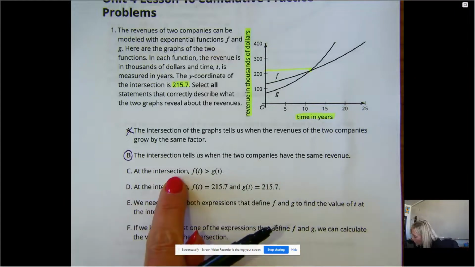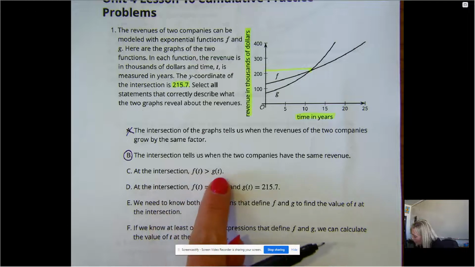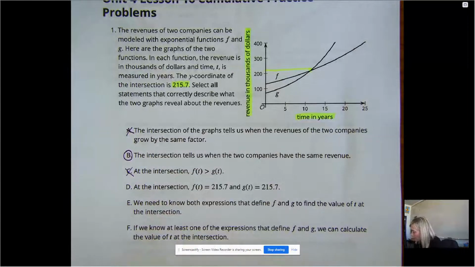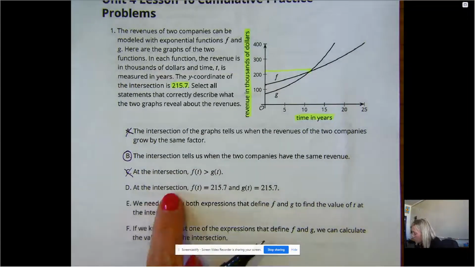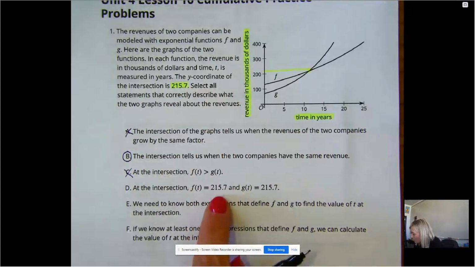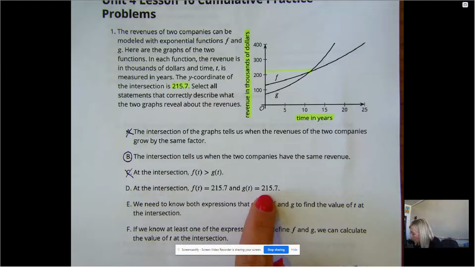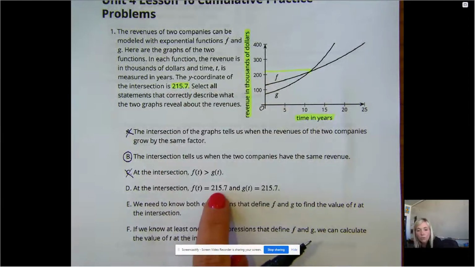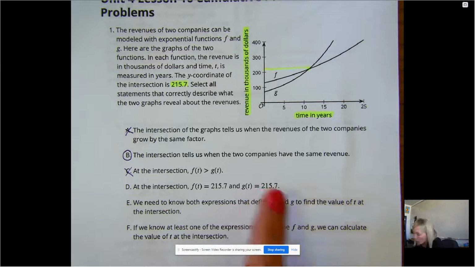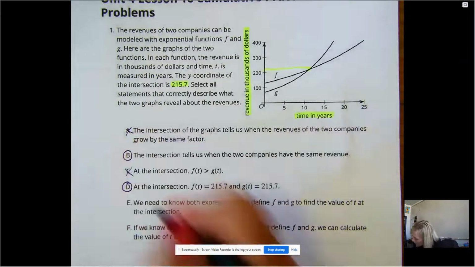At the intersection, f of t is greater than g of t. No, that's not true. They are the same at the intersection. At the intersection, f of t is equal to 215.7 and g of t is equal to 215.7. Yes, that's true. Because in function notation, this number here is the output, and the output is what we see on the y-axis. So yes for D.